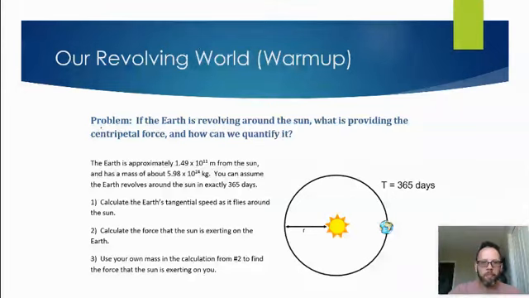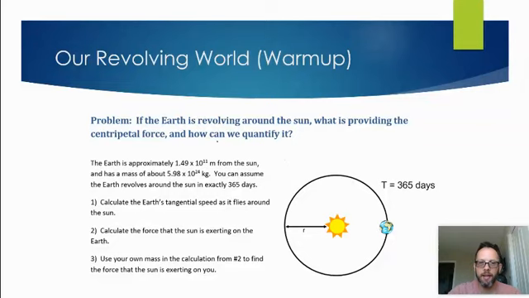To get a bit warmed up and review some of the things we did with uniform circular motion, let's consider applying uniform circular motion to the Earth revolving around the sun. I think we all agree that the Earth is revolving around the sun. The motion isn't perfectly circular, but it is pretty close. So if it is orbiting the sun in roughly uniform circular motion, what's providing the centripetal force and how can we quantify it? We actually have the tools right now to find out the magnitude of that force.